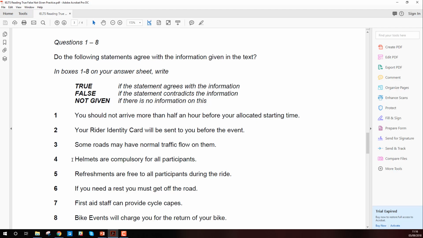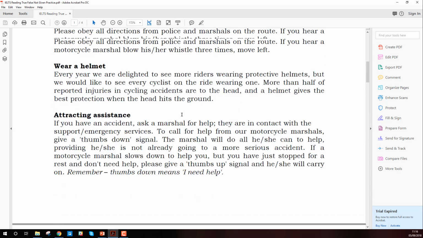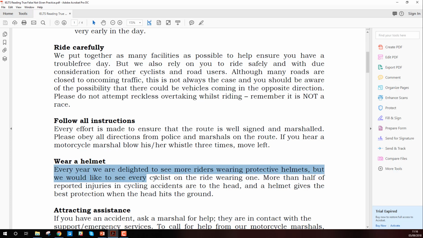So number 4, helmets are compulsory for all participants. So keyword helmets. Probably here. Every year we are delighted to see more riders wearing protective helmets, but we would like to see every cyclist on the road wearing one. More than half of the reported injuries in cycling accidents are not to the head, and a helmet gives the best protection when the head hits the ground. So does this say that helmets are compulsory? No. Can we conclude that helmets are not compulsory?